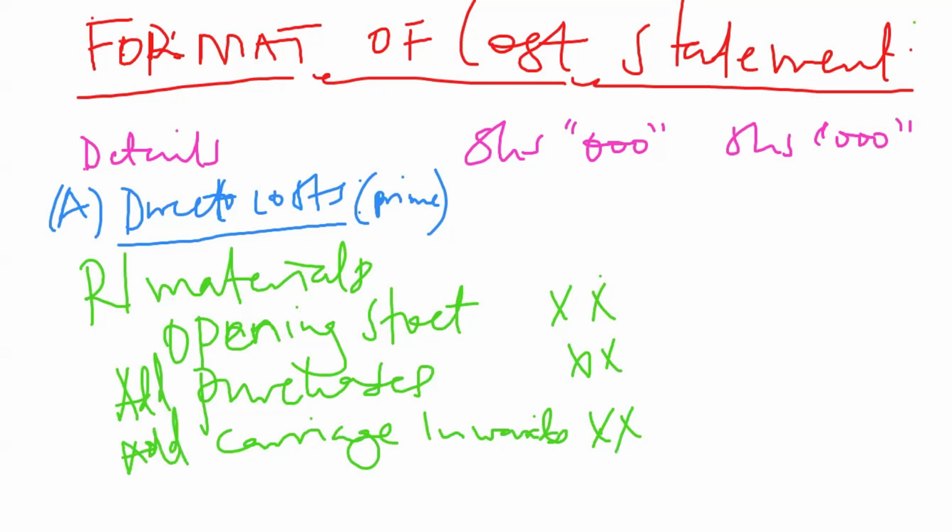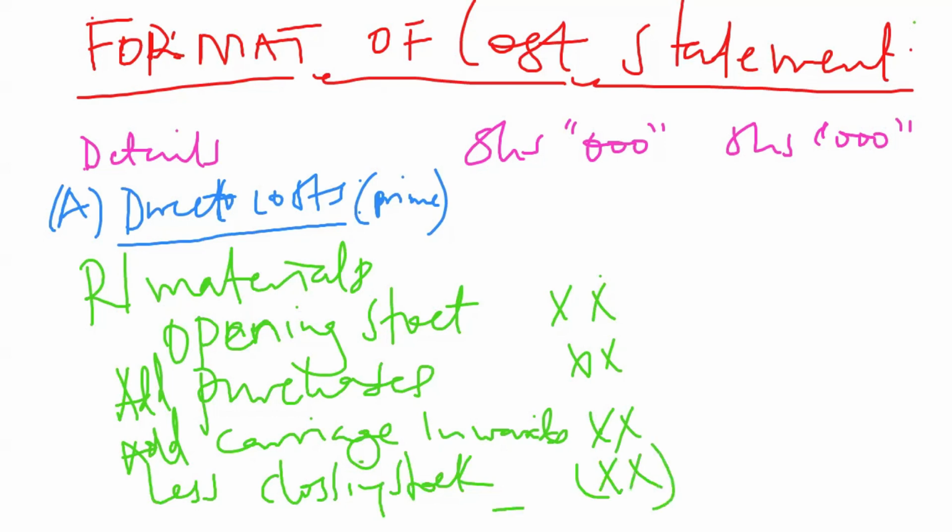Then on this one, we have to less closing stock. Less closing stock of raw materials we put in the bracket. So the answer we get, we take it to this side as our figure for material cost. That is the figure for material cost. So we have a format for that. Material.